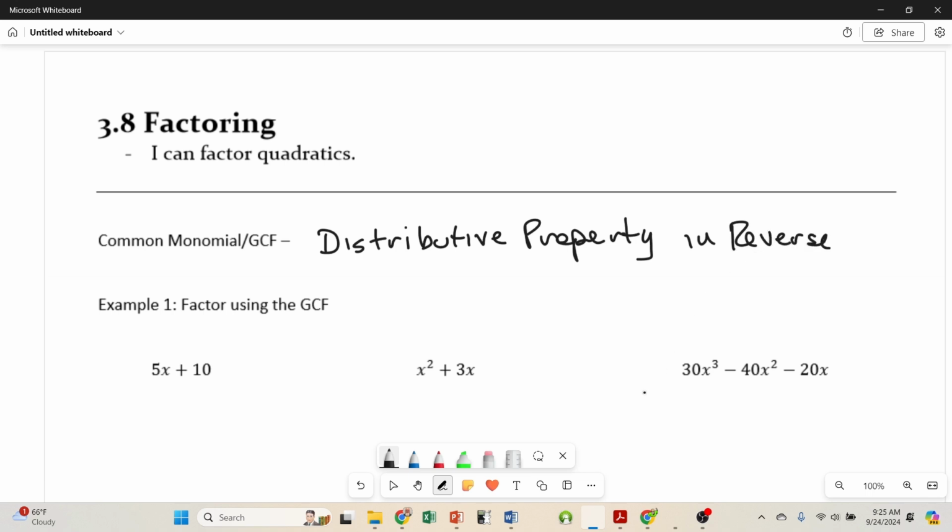Instead of taking a number and multiplying it, let's say we had 2 times the quantity x plus 1. We would multiply 2 and end up with 2x plus 2. Now we look at this and say, hey, there's a 2 in each of these, I want to take it out. And we go in reverse. The equal sign means this goes in both directions, right? Always keep that in mind.